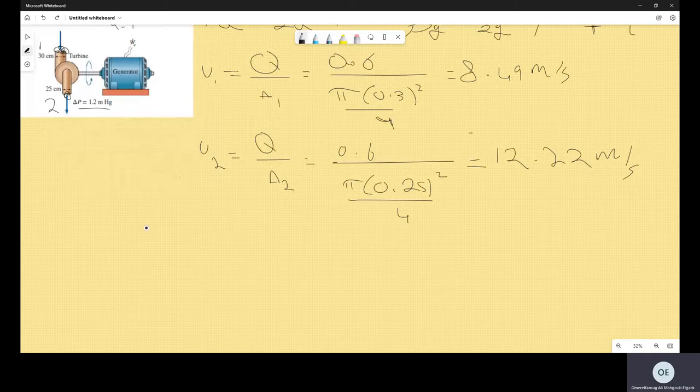Here, you remember the manometer. You have here the turbine. This is the inlet. This is the outlet. Here, we can attach a manometer, something this way, between the inlet and the outlet, the inlet of the turbine and the outlet of the turbine.